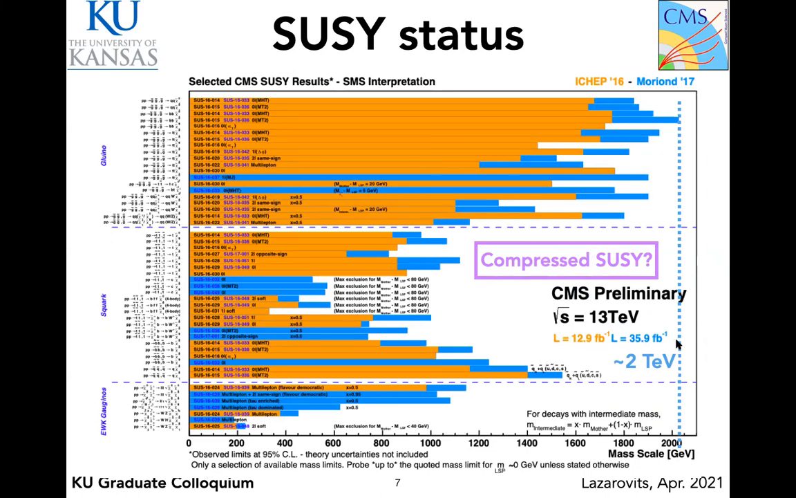One way we could look for supersymmetry is in this compressed regime. This is some place where supersymmetry might be hiding, and I'll talk a little bit more later about what compressed supersymmetry is and why it's a little bit difficult to observe with our detector.